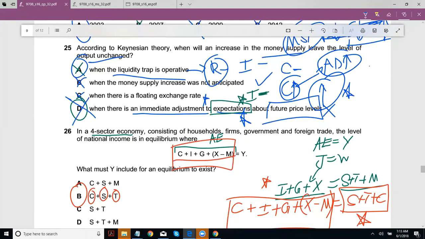B and C we already discussed why they were wrong, and hence by that logic, A was right, and that's the only correction we have to make for this paper. And that basically concludes this particular paper, and that's it from our end.